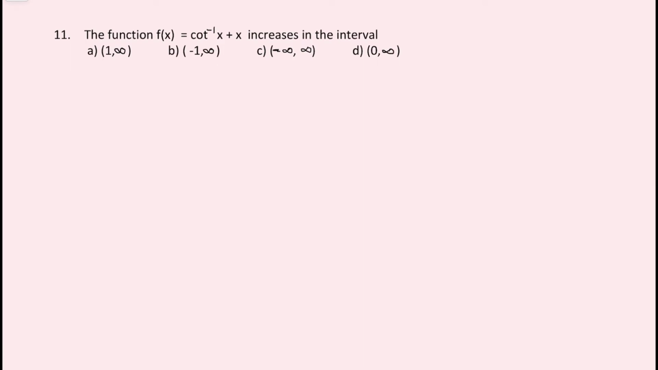Let's do question 11. The function f of x equal to cot inverse of x plus x increases in the interval. Let us find f dashed of x. Derivative of cot inverse of x is minus 1 upon 1 plus x square. For tan inverse of x, it is plus 1 upon 1 plus x square. And derivative of x is 1. Let us take LCM.